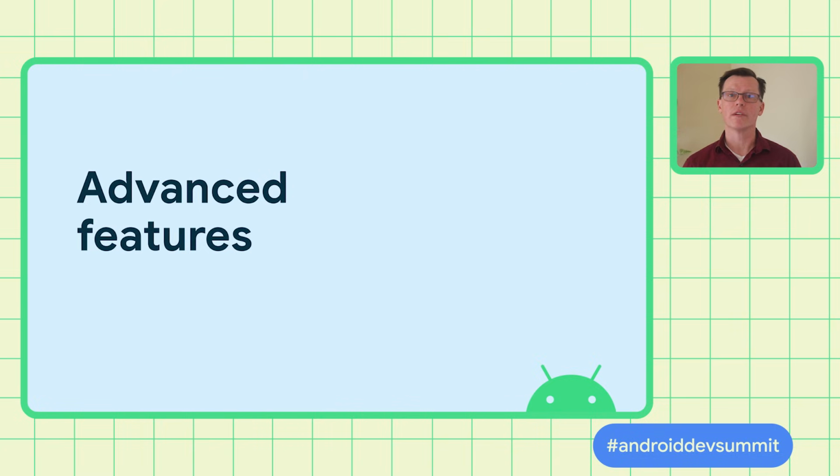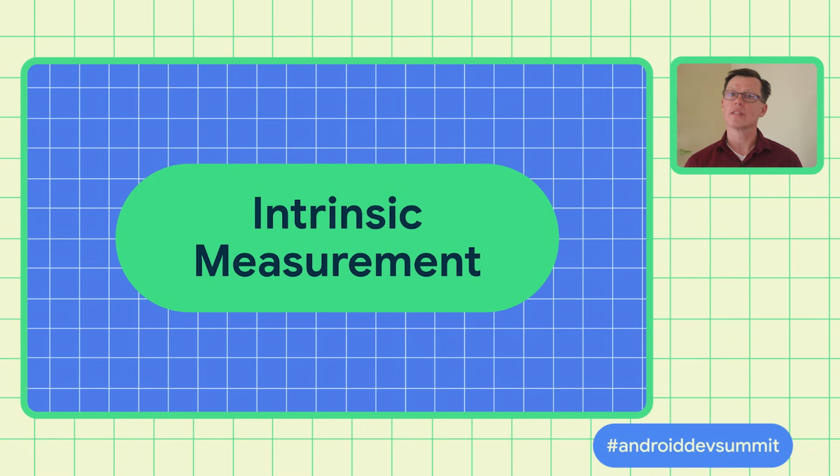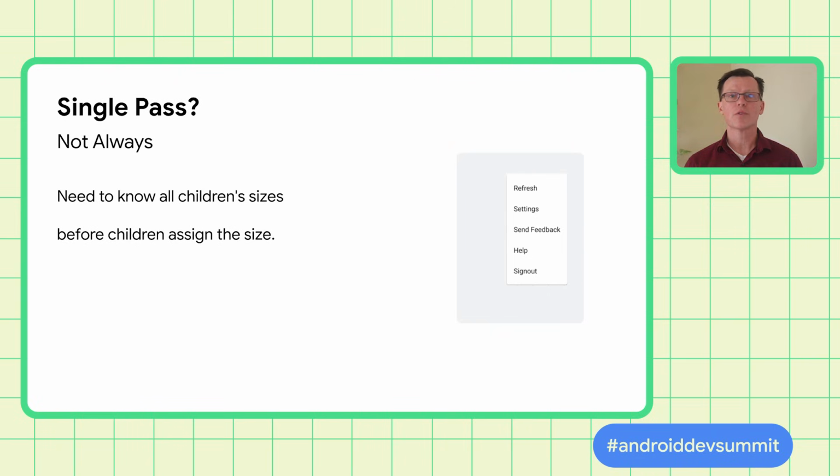Now that we've covered the fundamentals of the layout model, there are a number of advanced features that it supports that are good to be aware of. You might not always need them, but they can allow you to build more advanced functionality. First, let's look at intrinsic measurement. I told you before that Compose uses a single-pass layout system. Well, it isn't entirely true. We can't always do layouts in one pass. Sometimes you need to know something about the child sizes before finalizing the constraints.